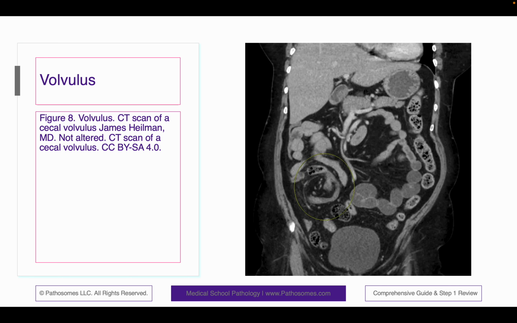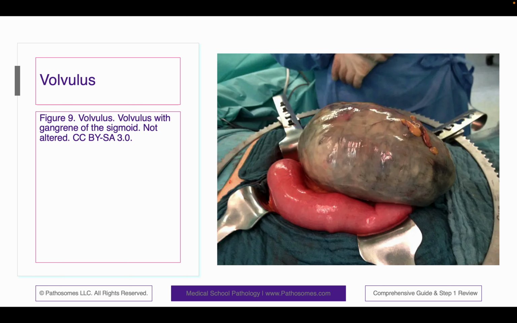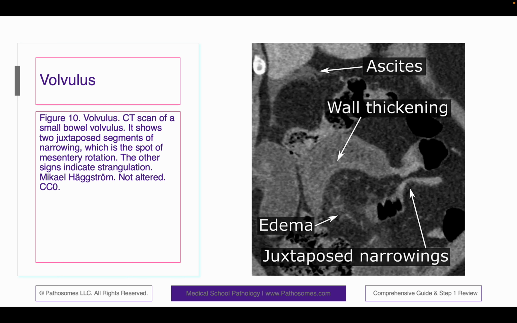And here we have a CT scan from a patient with cecal volvulus. You can see it outlined with this yellow border. And here we have a surgery ongoing for a patient with volvulus that actually involved gangrene of the sigmoid colon. On CT scan of this small bowel volvulus, you can see two juxtaposed segments of narrowing, which is the spot of mesentery rotation. And the other one indicates strangulation.